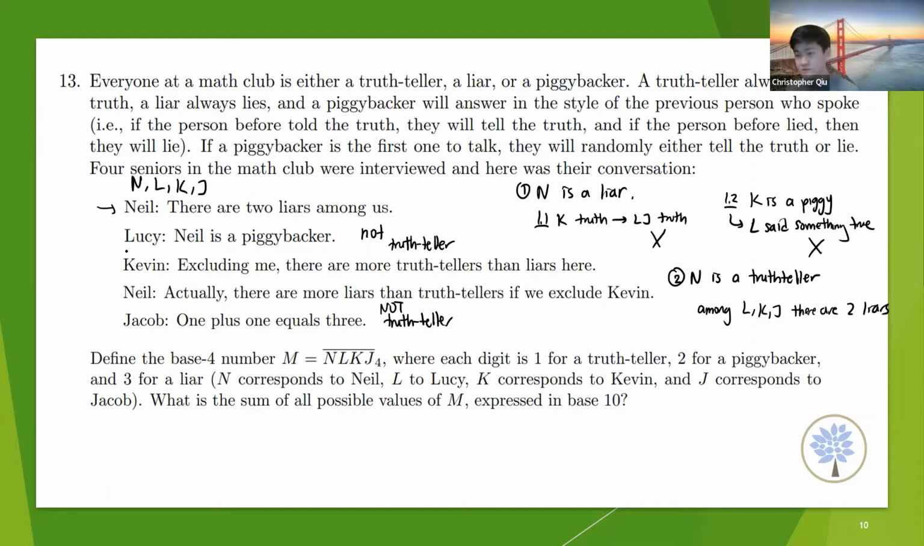Because first of all, J and L both said something false. Neil is not a piggybacker, and 1 plus 1 is not equal to 3. And then we can also notice that Kevin is also not a truth teller. Since Neil is the truth teller, what Kevin said, including me, there are more truth tellers than liars here, is also false. And we can notice that here, J and L are liars.